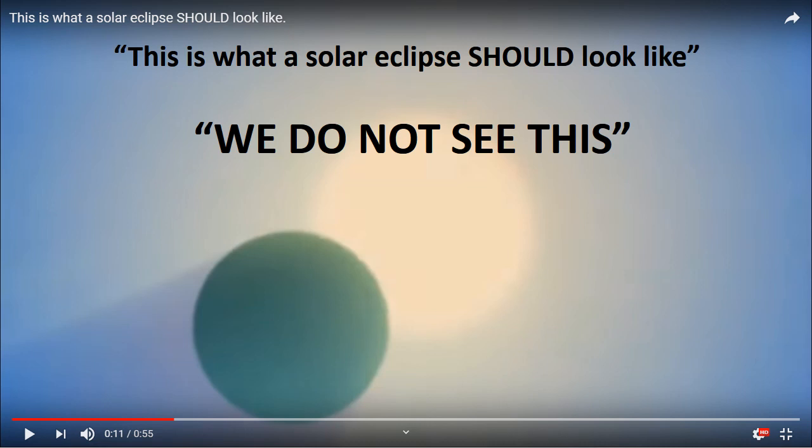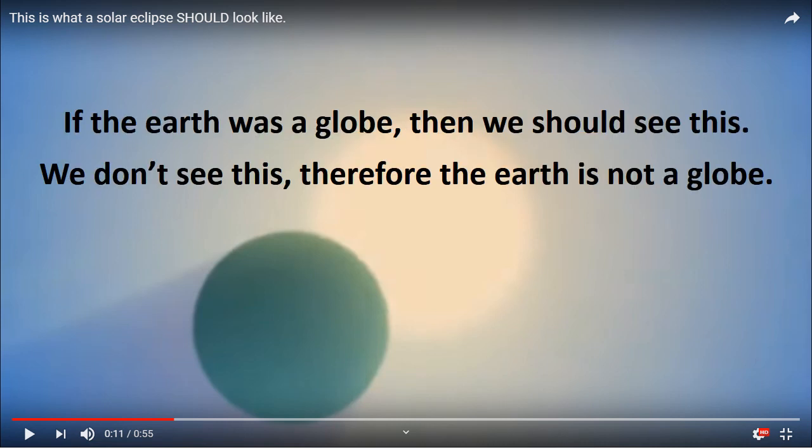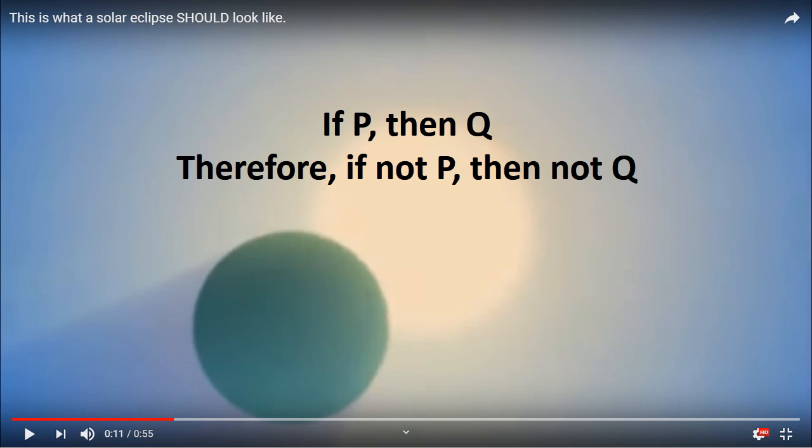Ah, that's right. Anthony does not believe in the globe model. So what he is really saying is if the Earth was a globe, then we should see this. We don't see this, therefore the Earth is not a globe. So you're trying to make the following logical argument. If P, then Q. Therefore, if not P, then not Q.